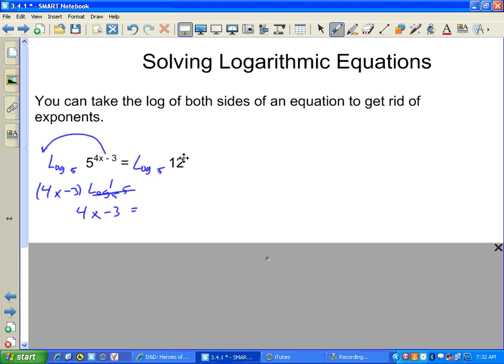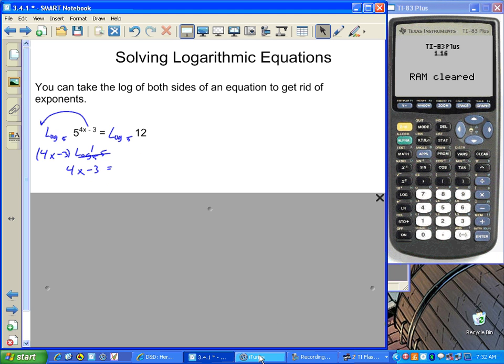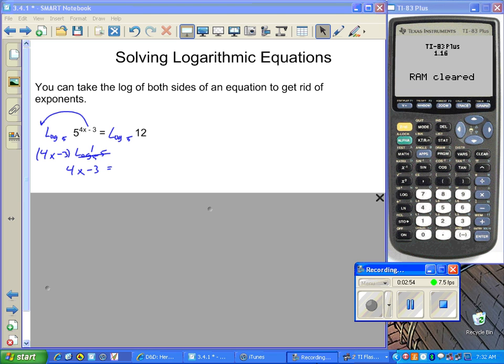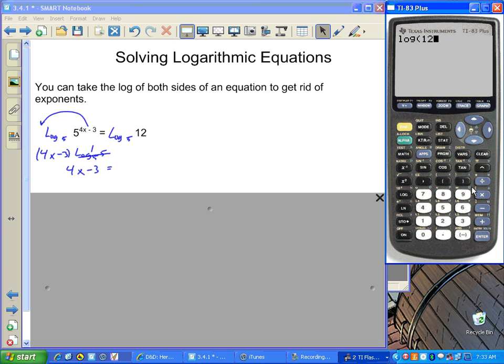And that equals log base 5 of 12, which is going to be some kind of a decimal. So let's see what that is. If I look at what log base 5 of 12 is on my calculator, remember you have to use a base change formula. You can't just hit log 12 because it's not base 10. So I'm going to take log of 12 divided by log of 5, and I get 1.54.